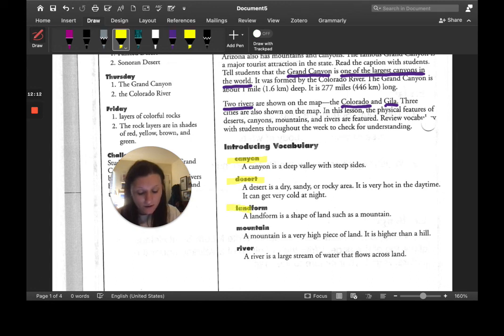Next we have landform, and a landform is a shape of land such as a mountain. Next we have mountain, and a mountain is a very high piece of land, and it is considered higher than a hill. And our last one is river. So a river is a large stream of water that flows across land. All right, and that ends our lesson today on maps and specifically looking at land and water features in Arizona.